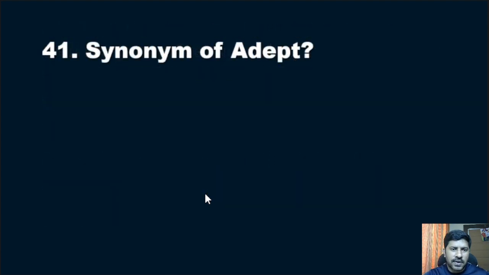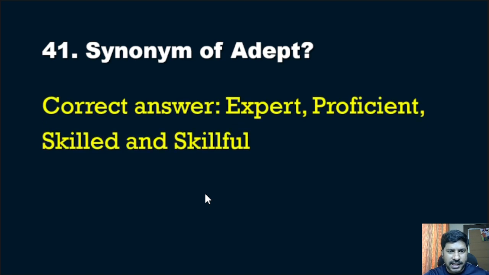Next question. Synonym of adept. Correct answer is expert, proficient, skilled, or skillful. If any of these options is there, you can choose it. That is the correct answer.